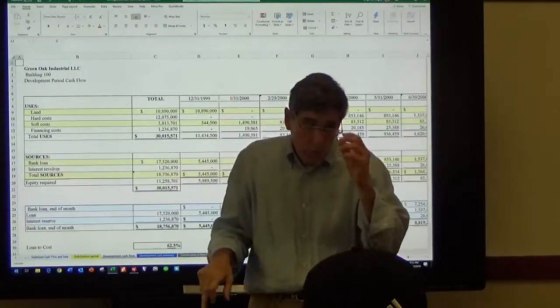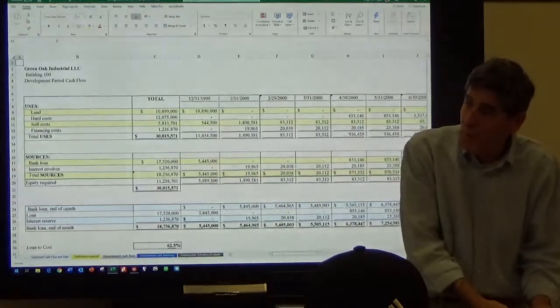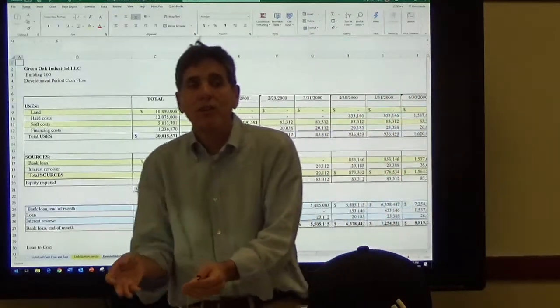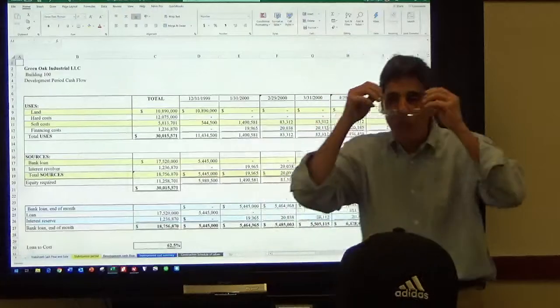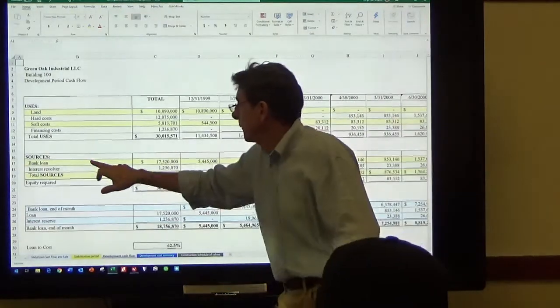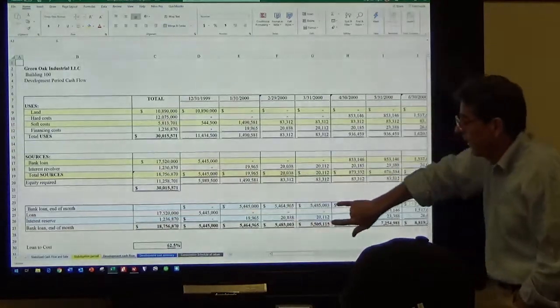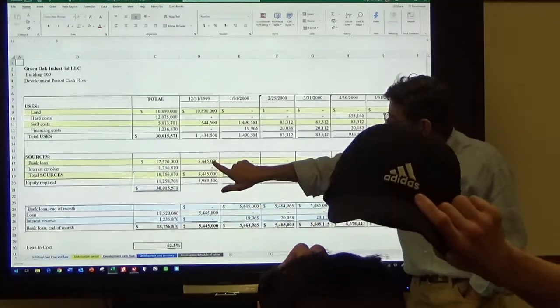Construction loans don't have debt service, they're interest only. That's why I went through this before. Construction loans are interest only. And how do we pay for the interest? With the interest reserve from the bank. We borrow money. We've got to build this little schedule. We borrowed money from the bank.